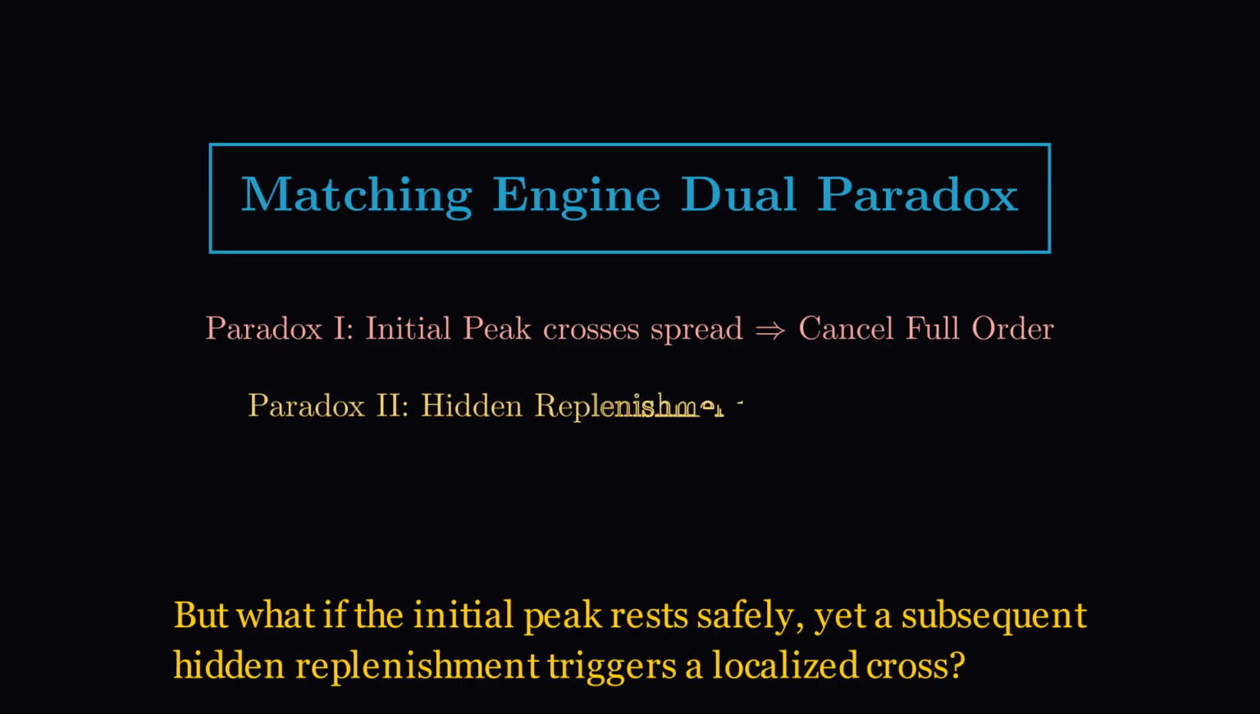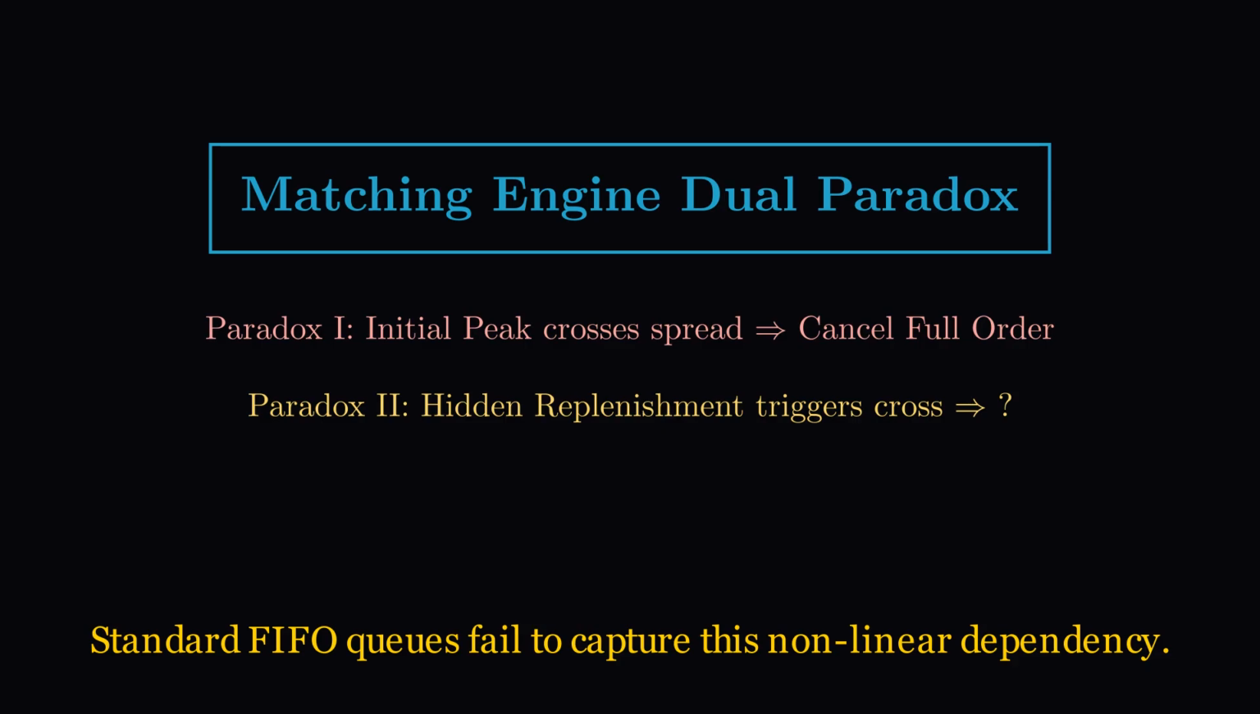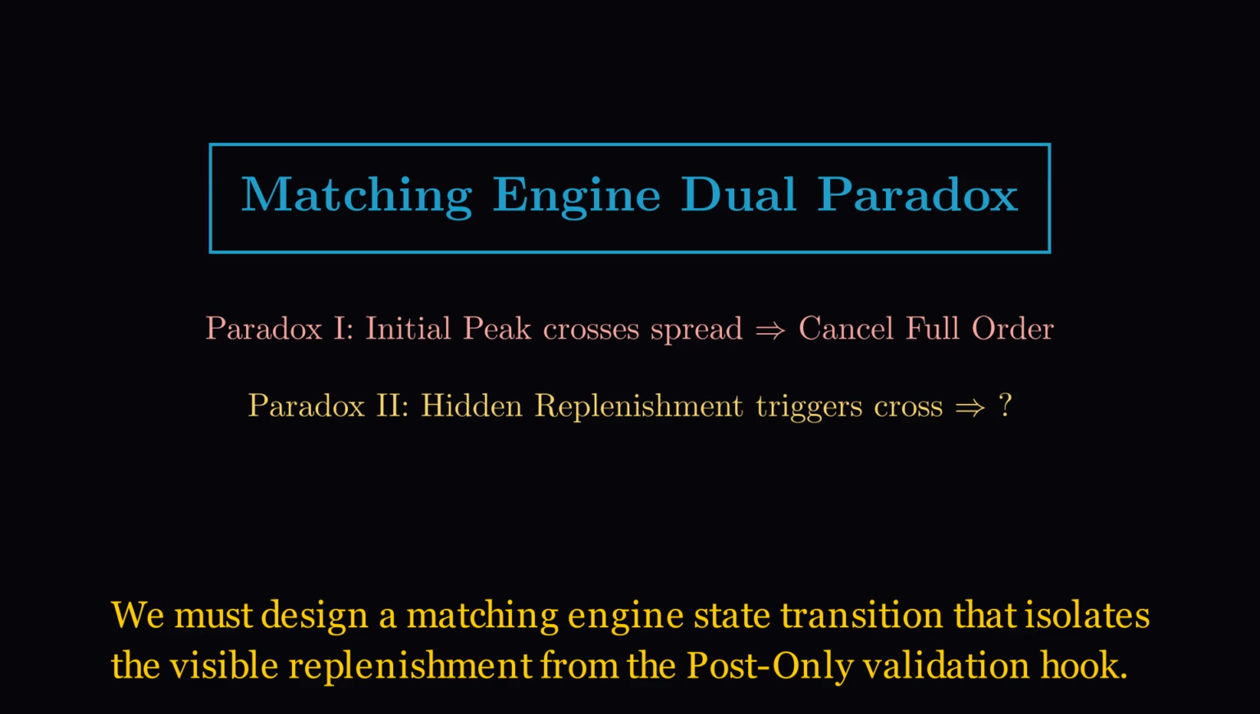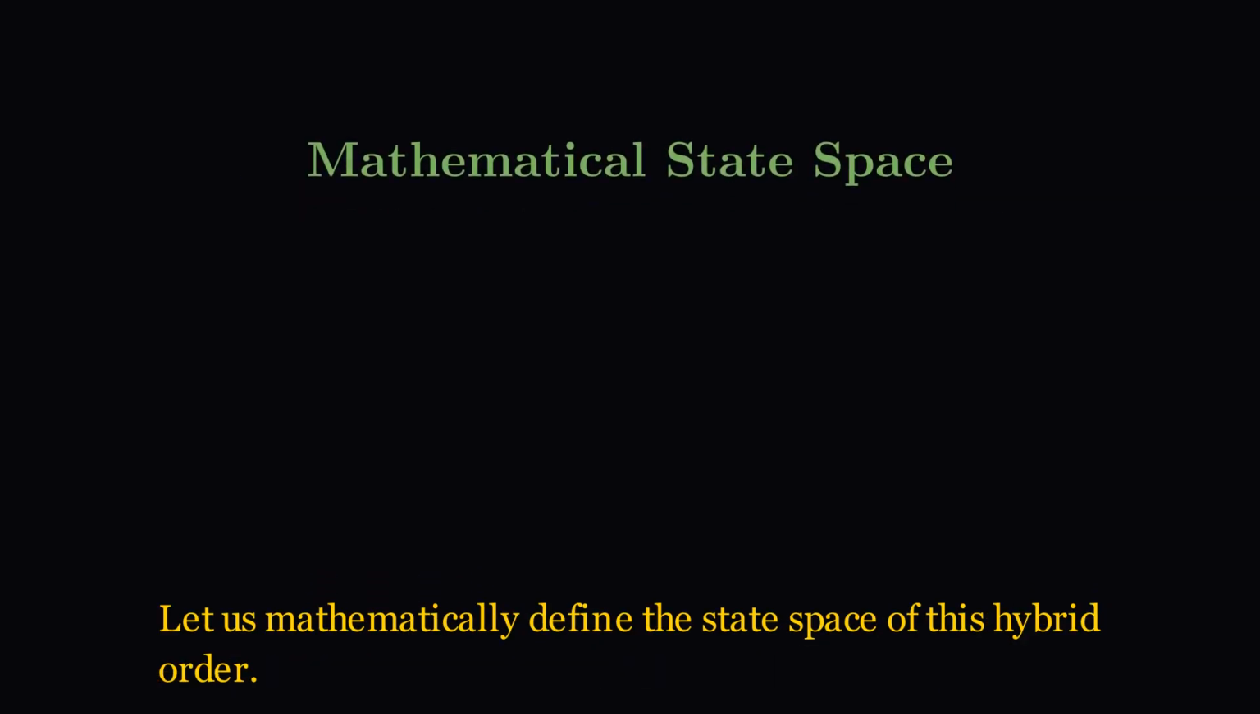But what if the initial peak rests safely, yet a subsequent hidden replenishment triggers a localized cross? Standard FIFO queues fail to capture this nonlinear dependency. We must design a matching engine state transition that isolates the visible replenishment from the post-only validation hook. Let us mathematically define the state space of this hybrid order.